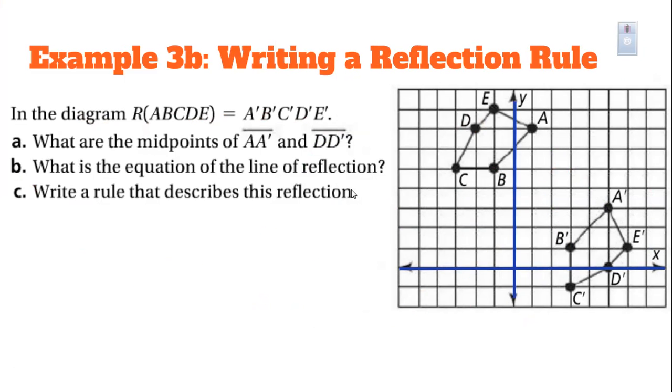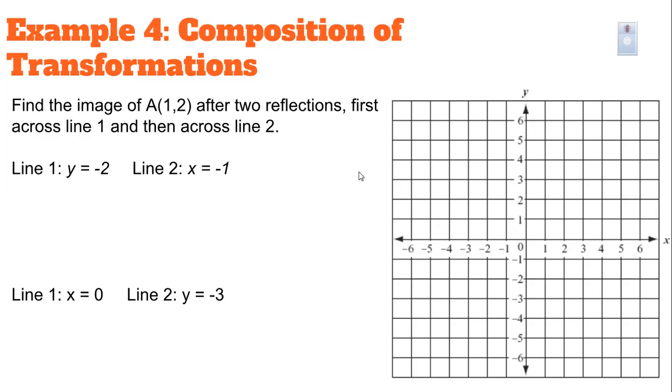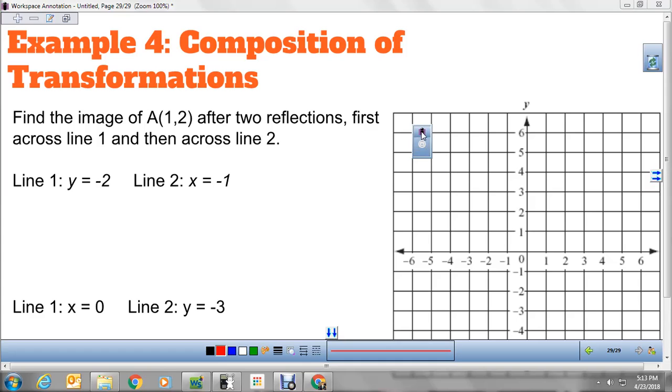All right, so let's move on to example 4. Find the image of A, which is at 1, 2, across two reflections. First across line 1 and then across line 2. So let's mark our first point, which is going to be at 1 and then 2. Now the first line is going to be across the line y equals -2. So we're going to come down here and draw our line across y equals -2.